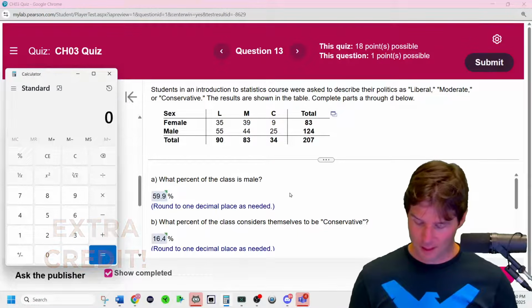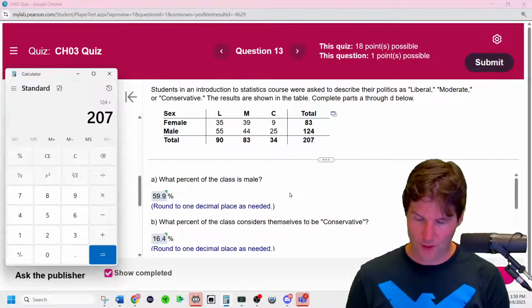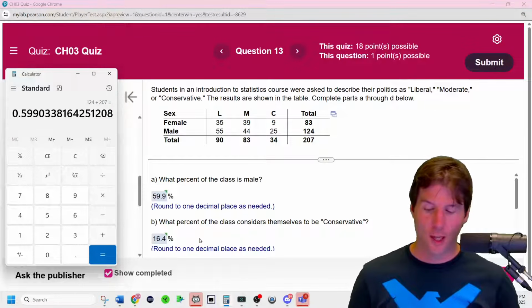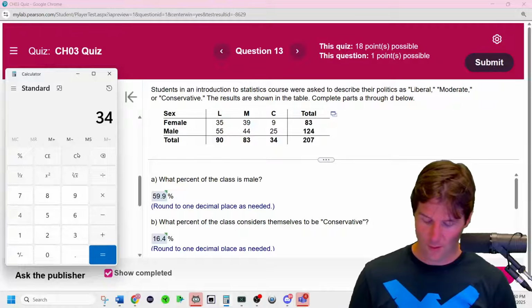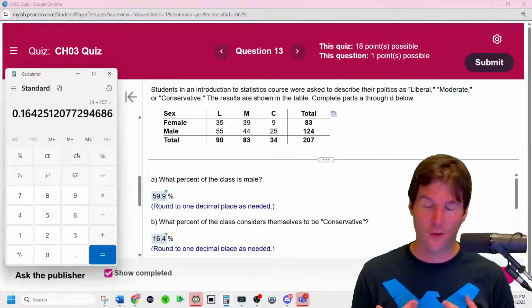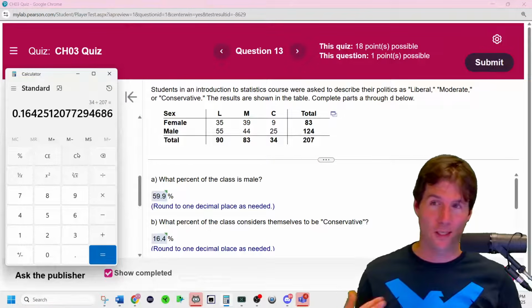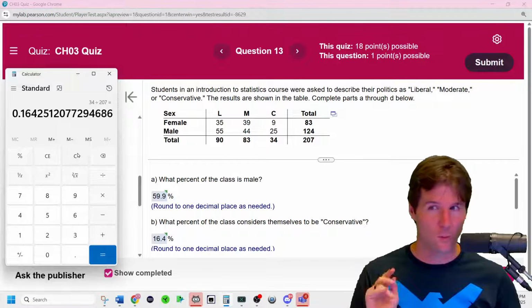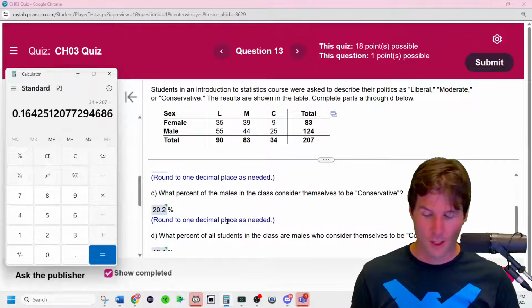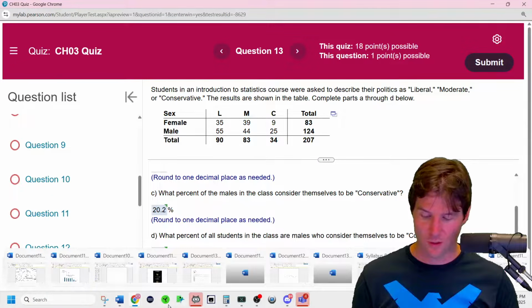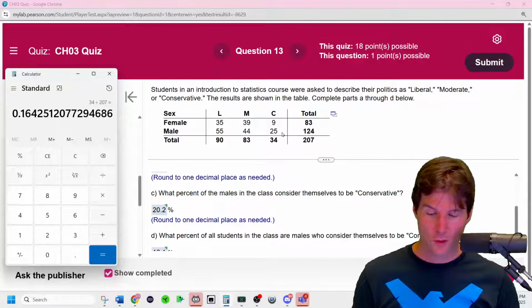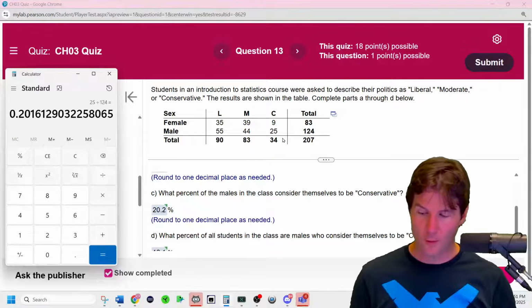So to figure out what percent of the class is male, you type 124 divided by 207, times 100. What percent of the class considers themselves conservative? That's also marginal because it's just one thing being asked. 34 divided by 207. Notice it's not a bivariate idea. You're just asking about one variable. That's what marginal is. Now, of the males, what percent consider themselves conservative? That is conditional. So 25 divided by 124.